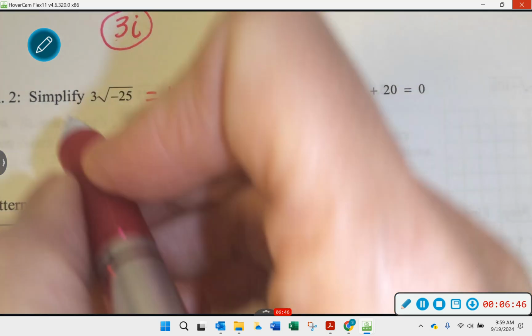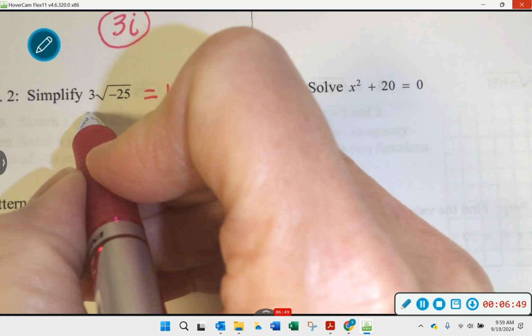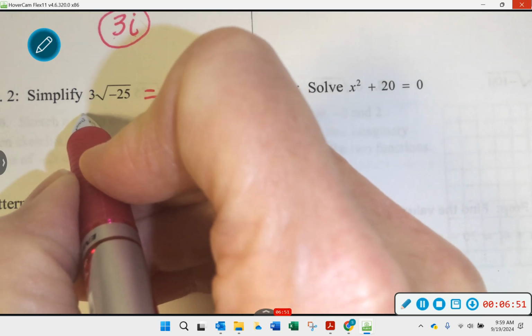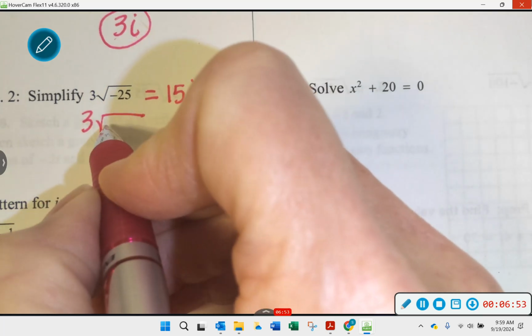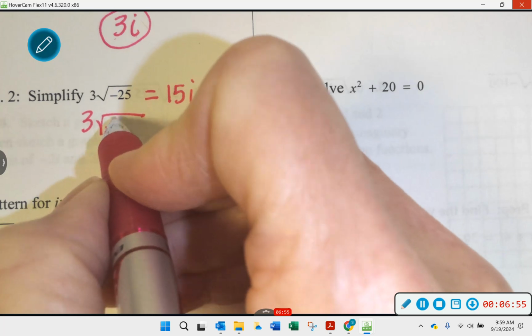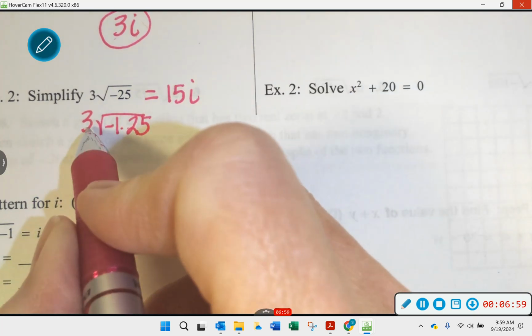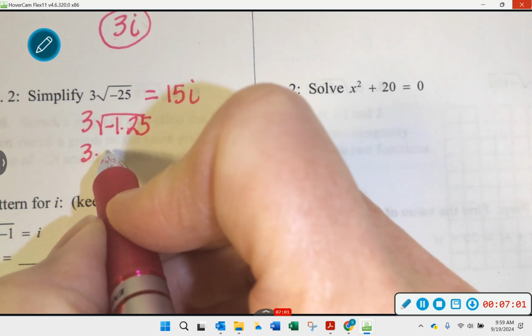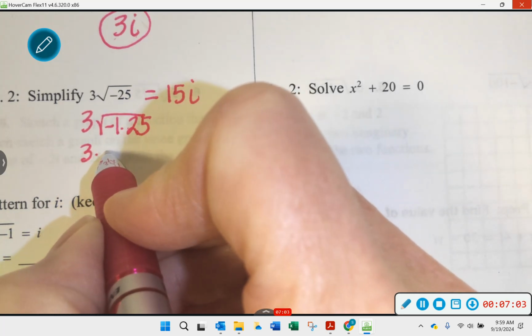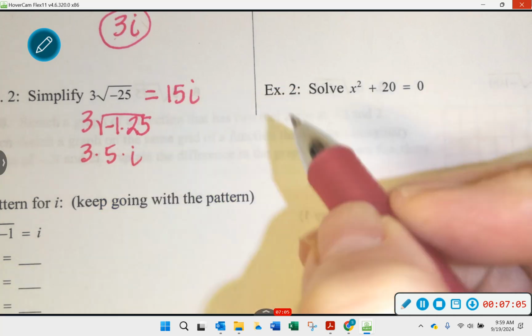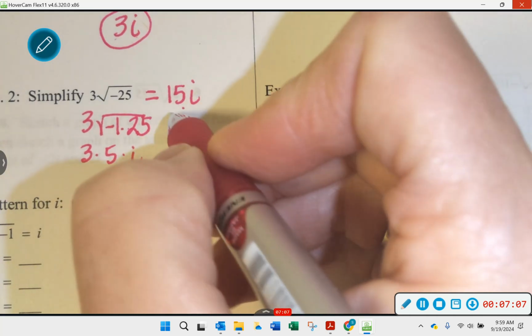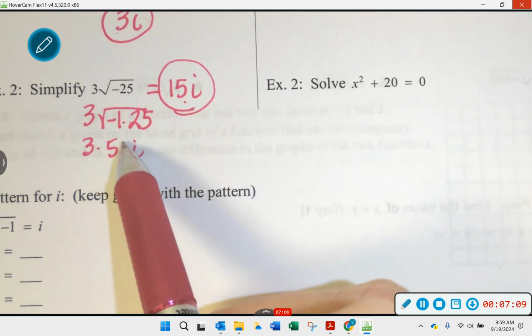Sam, you want to explain? The negative in the radical would be i. It'd be -1 times 25. So then there's 3 times 5 times i. Yep, that's it. That's the reason why it works that way.